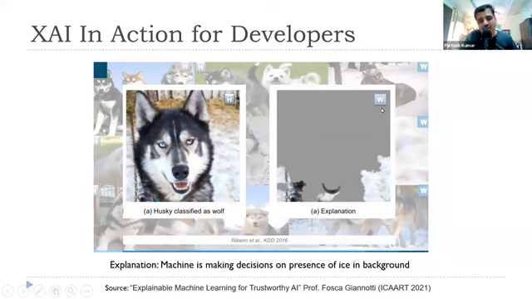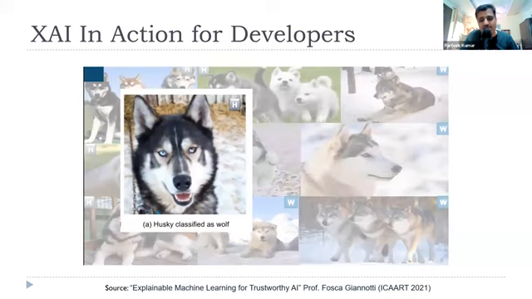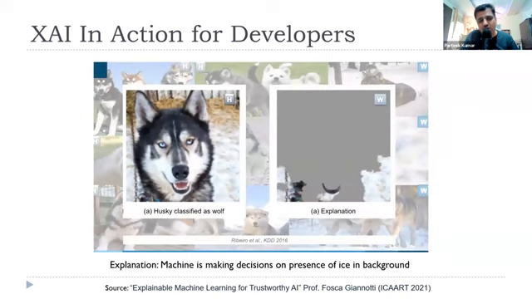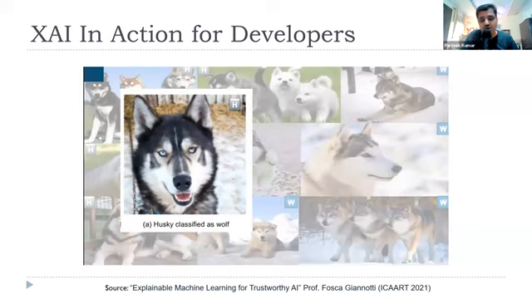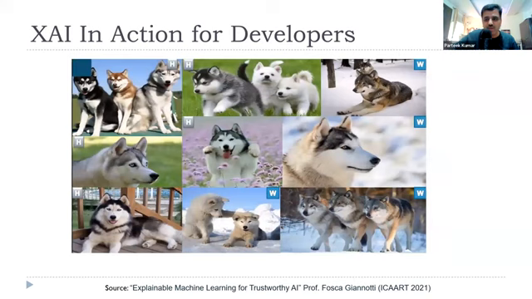Why did explainable AI detect eyes in the background for classifying husky dog and wolf instead of focusing on the features of the husky dog or wolf? Can anyone give me a hint? I'm waiting for your response. You can unmute.